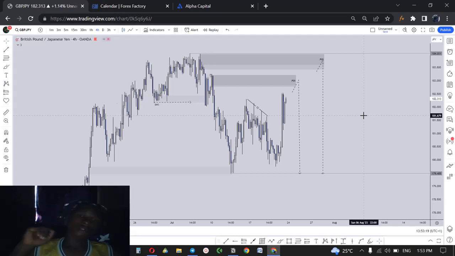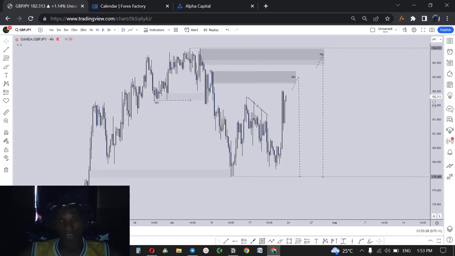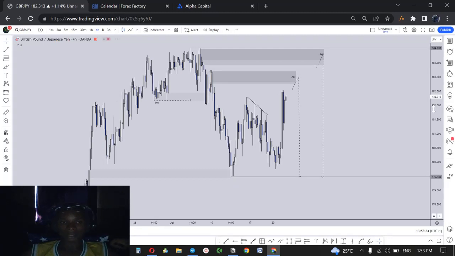So here is what I'm currently looking at for the coming week, and I believe these trade ideas are really sound to me. If you find them valuable, kindly add them to your watch list, and let's keep an eye on those pairs and see what the market will do. Like I said from the beginning, whatever I'm showing you here is a pure probability game.